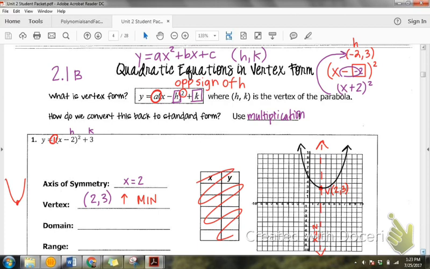And anybody else that doesn't. Just a rough sketch. It doesn't have to be perfect. Just make your parabola open up.